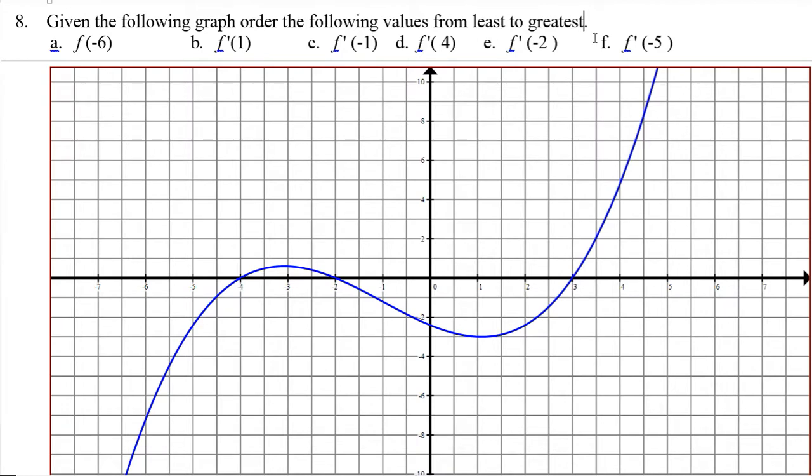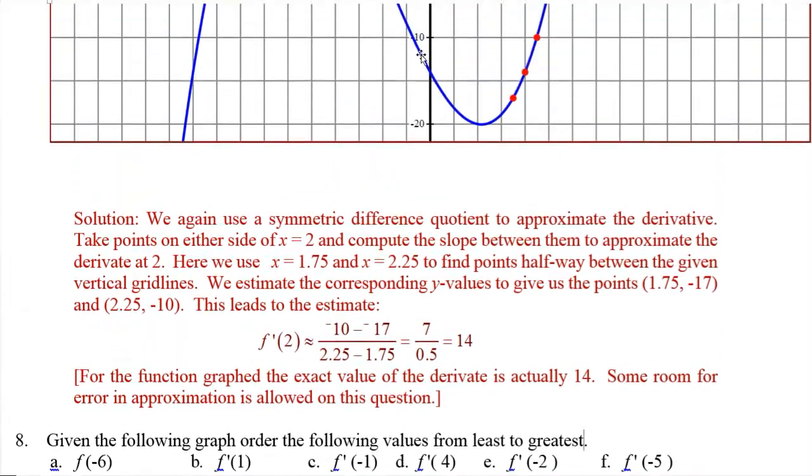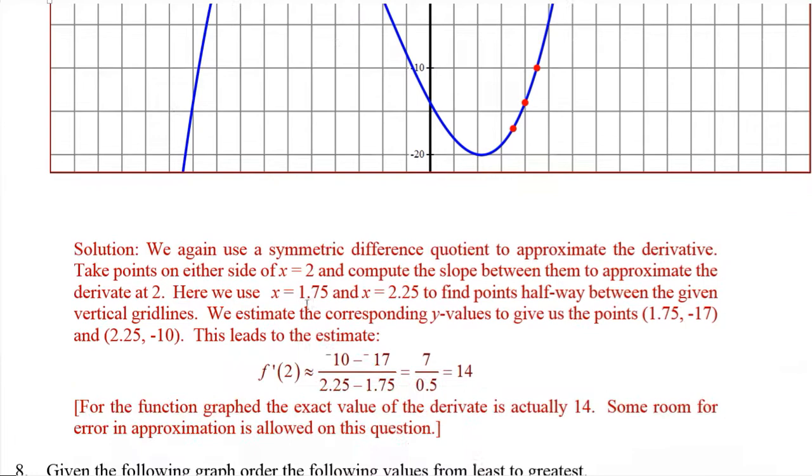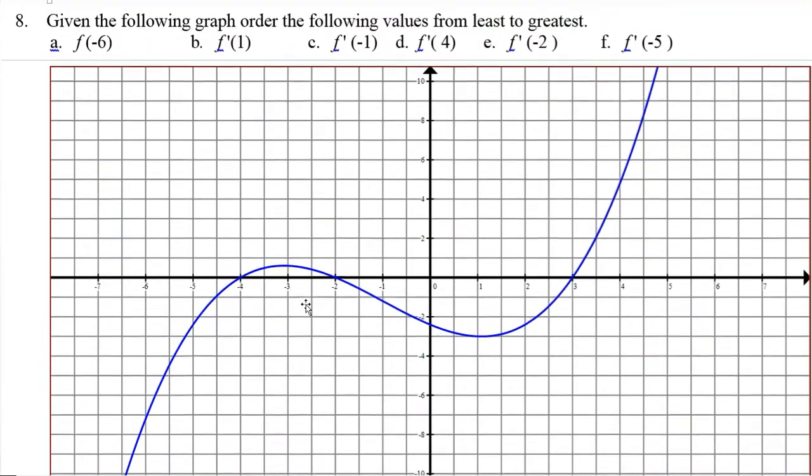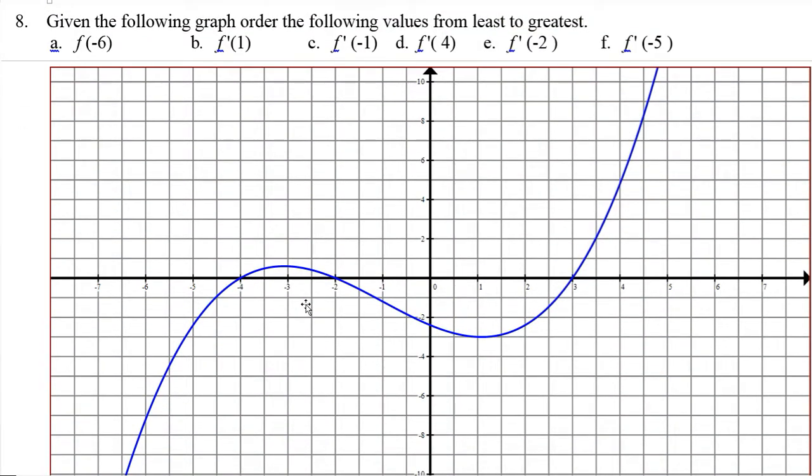The rest of these are values of the derivative, so they're slopes of the tangent lines. So we're going to find B, C, D, E, and F. We would find them the way we just did the last problem up here. Now, we can actually get numbers for each of these and then just put the numbers in order, but we may be able to put these in order without even getting the numbers. So let's just get some rough ideas.